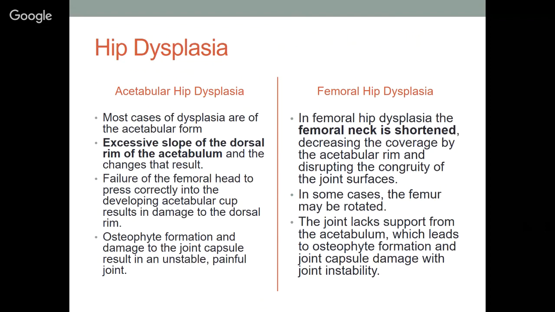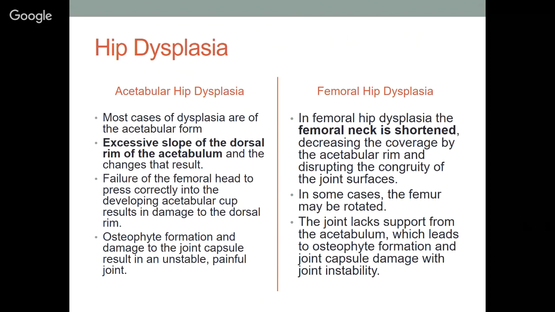Basically it doesn't form enough of a cup for the femoral head to press correctly into that developing acetabular cup, which results in damage to that dorsal rim. So we get more movement of the bones within that joint capsule. There is osteophyte formation and damage to the joint capsule, which results in an unstable and painful joint.